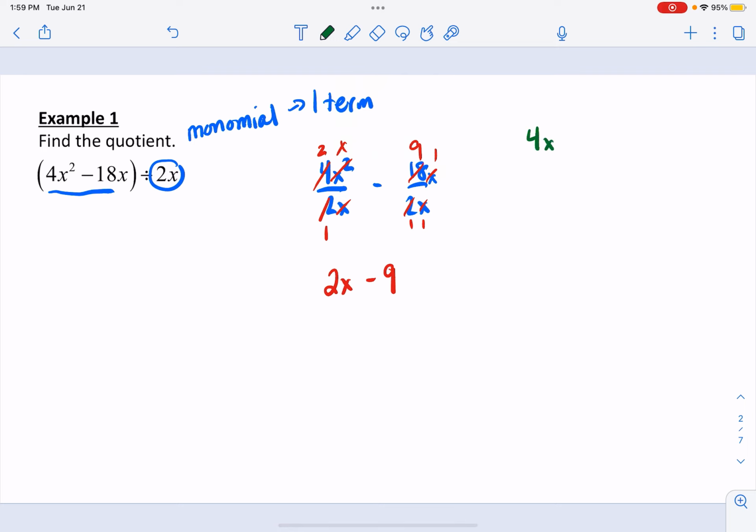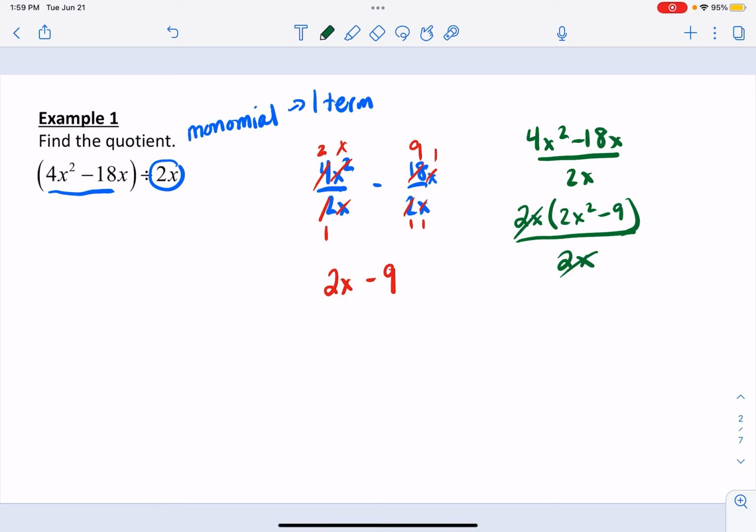So I have 4x squared minus 18x all over 2x. If I factor out the greatest common factor on the top, which is 2x, we get a 2x squared minus 9 all over 2x. What's really nice and convenient is those cancel. Oh, that shouldn't be a squared there. That should just be an x.